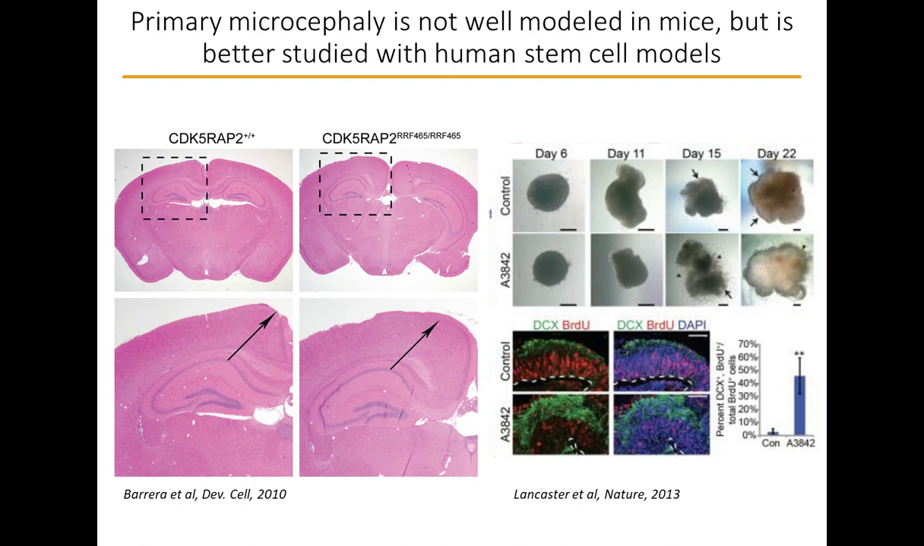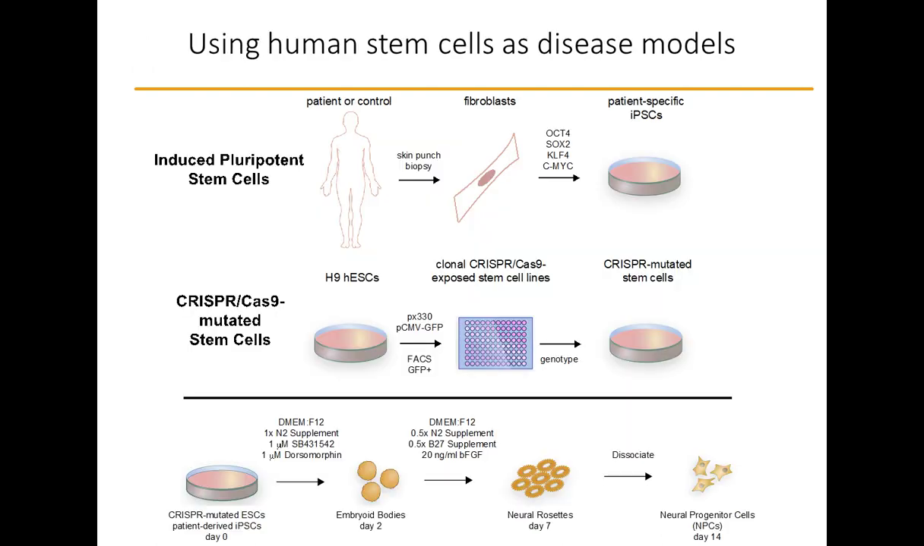In contrast, in the panel on the right, Madeline Lancaster from the Knoblich lab developed induced pluripotent stem cells from patients with primary microcephaly that have mutations in this very same gene. When she differentiated them to cerebral organoids, or mini brains, she saw a clear phenotype in the dish. The patient mutation impaired proliferation of neuronal progenitor cells and led to precocious differentiation. This result suggests that animal models might not be a suitable choice to study all types of human disease, and that using stem cells may be a valid alternative approach.